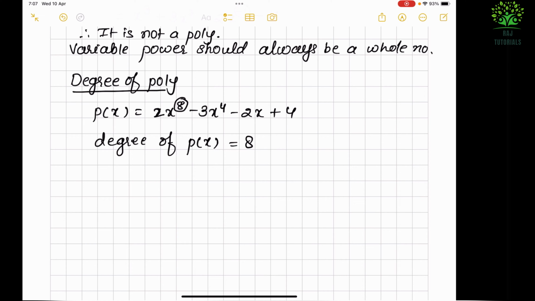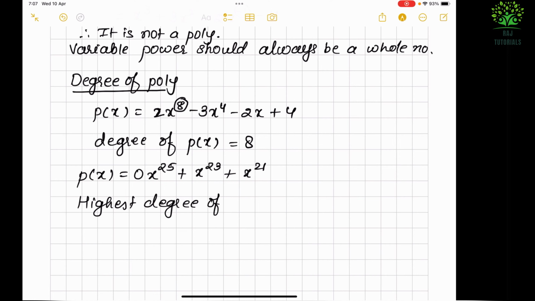Then if I take a second example, like p of x equal to 0 x raised to 25 plus x raised to 23 plus x raised to 21. So here the highest degree of polynomial will not be 25 but it will be 23, because 0 into any number will be 0. So I can't say it will have degree 25, but the highest degree will be 23. So therefore the degree of polynomial will be 23.